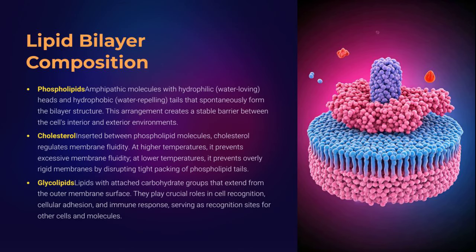To summarize this powerhouse slide, phospholipids build the foundation. Cholesterol fine-tunes the fluidity. Glycolipids decorate and define the cell's external identity. Together, they form a living, dynamic barrier, the first line of defense and communication. This bilayer isn't just alive, it's smart.